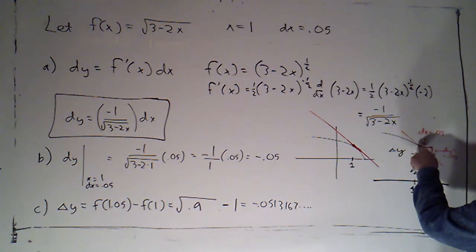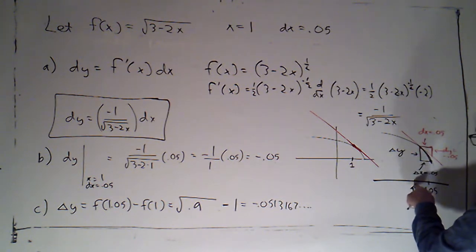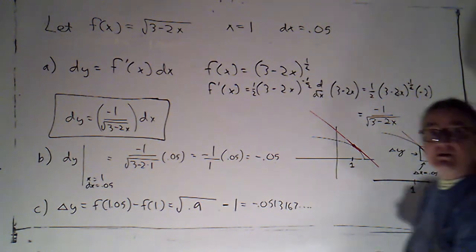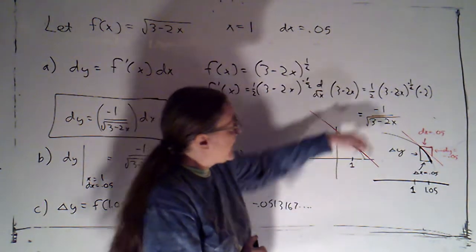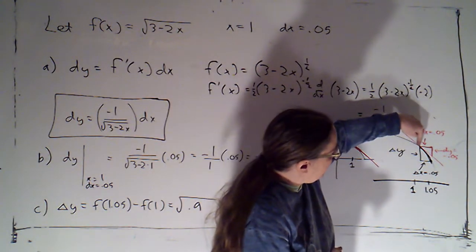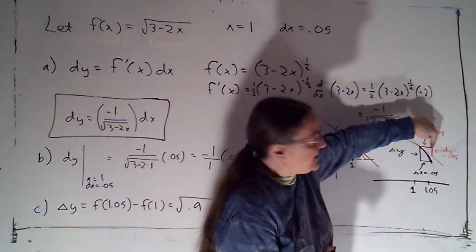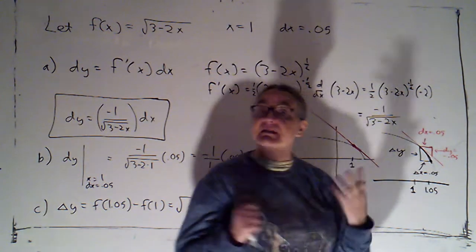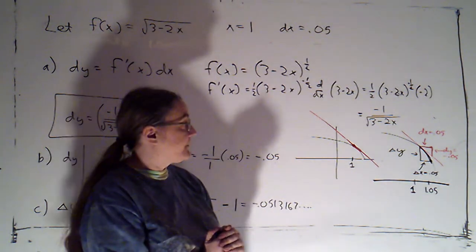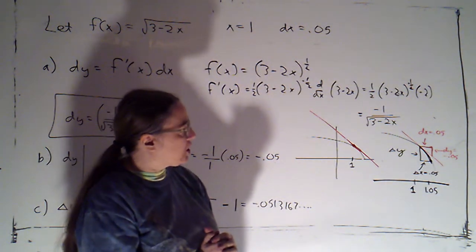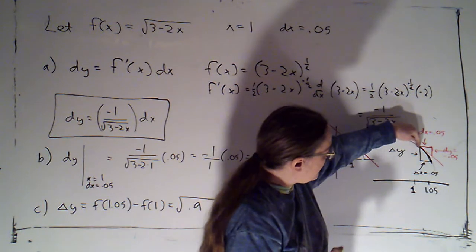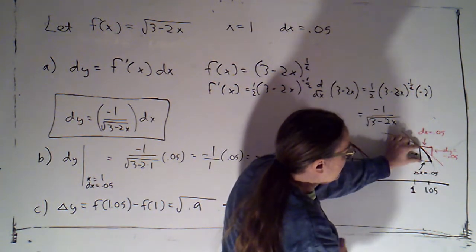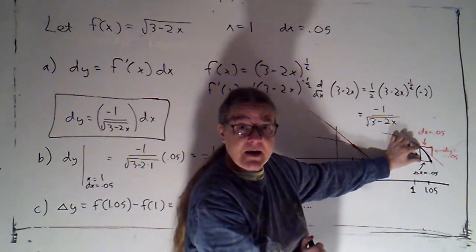So if this was the point of tangency where x was 1, if I move 0.05 to the right, that's going to take me to 1.05. And so you can see on the tangent line, if I go 0.05 to the right, I go 0.05 down, illustrating that dy was negative 0.05. On the actual curve, if I go that far to the right, that's going to take me to this point. The amount that I go down, it looks like, is a little bit bigger.